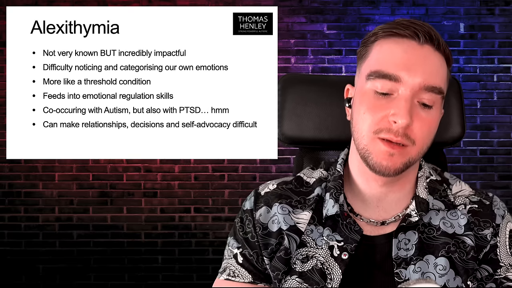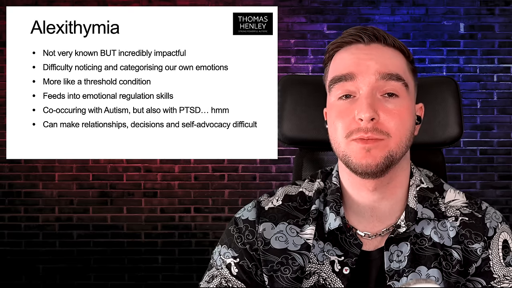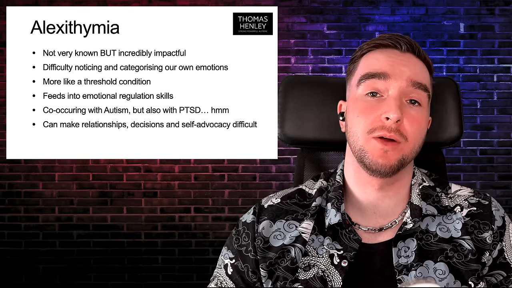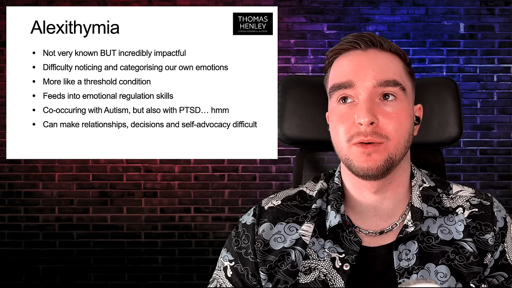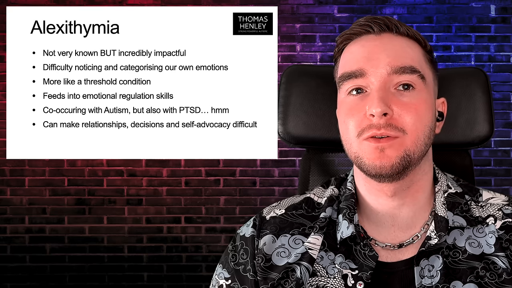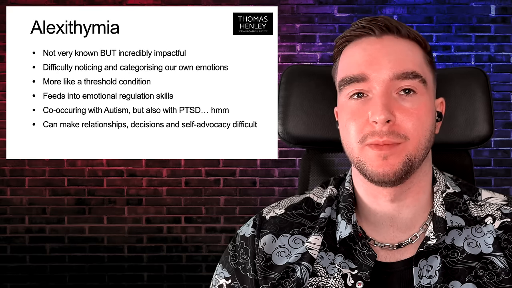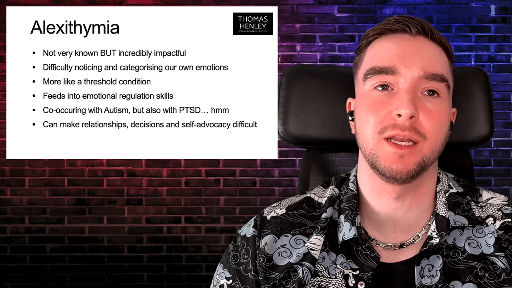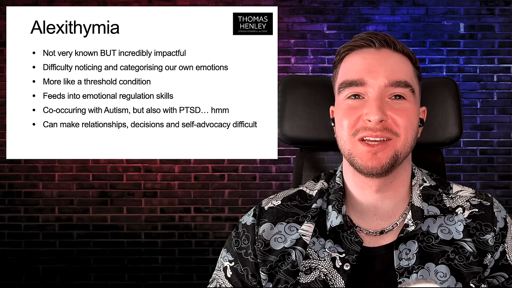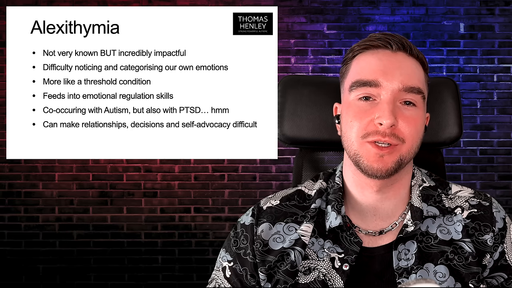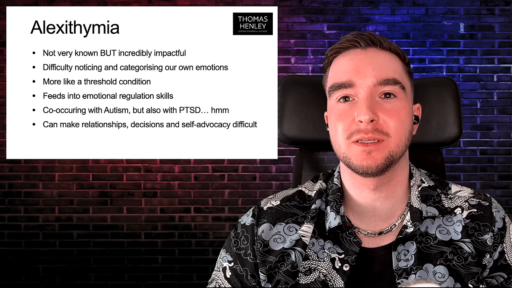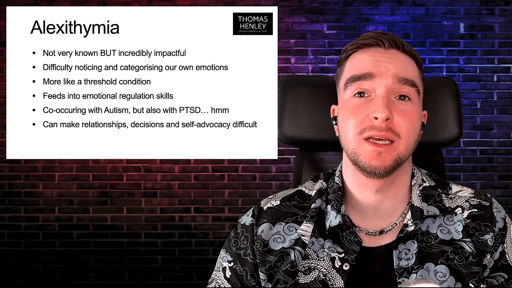But let's talk about another really important aspect of autism, which is alexithymia, which delves a little bit more into the emotional components of autism. It's not very well known about, even though the co-occurrence of autism and alexithymia is very, very high. It's basically a difficulty noticing and categorizing your own emotions, which is incredibly impactful in a number of different ways. You can imagine, if you struggle to notice and categorize the emotion that you're feeling, it can make regulating said emotion proactively very, very difficult. It can also make things like making decisions, relationships, and self-advocacy a lot more difficult.